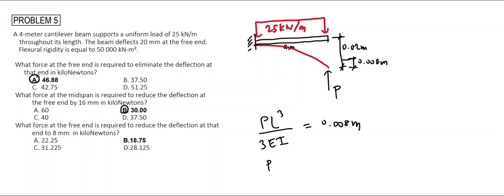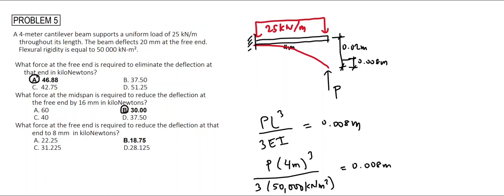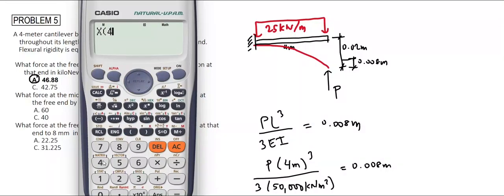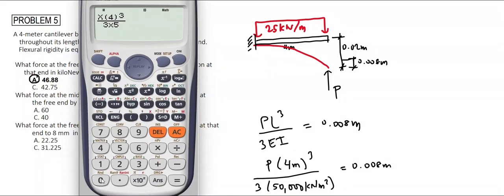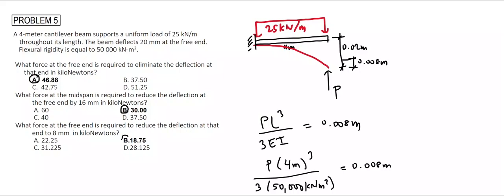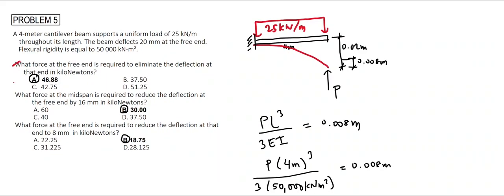So plugging in the known values, we have 4 meters and EI, that is 50,000, equal to 0.008 meters. Solving for P, we have the value for P, that is 18.75 kilonewtons, and that is letter C. And these are our final answers.